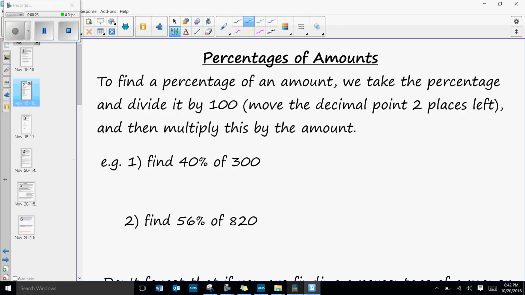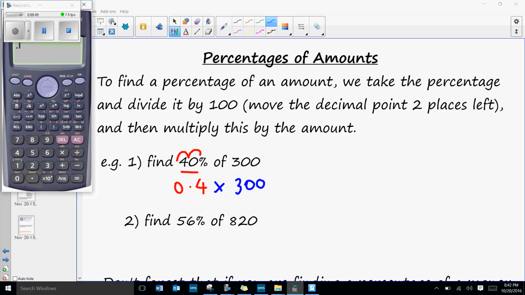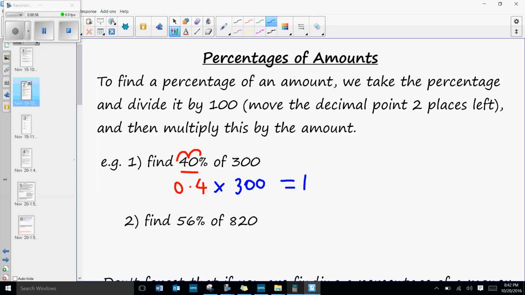40% would become 0.4 when we divide it by 100. Remember, we move our decimal point 2 places back. So 0.4. We then multiply that by the amount. So 0.4 multiplied by 300 gives us 120.